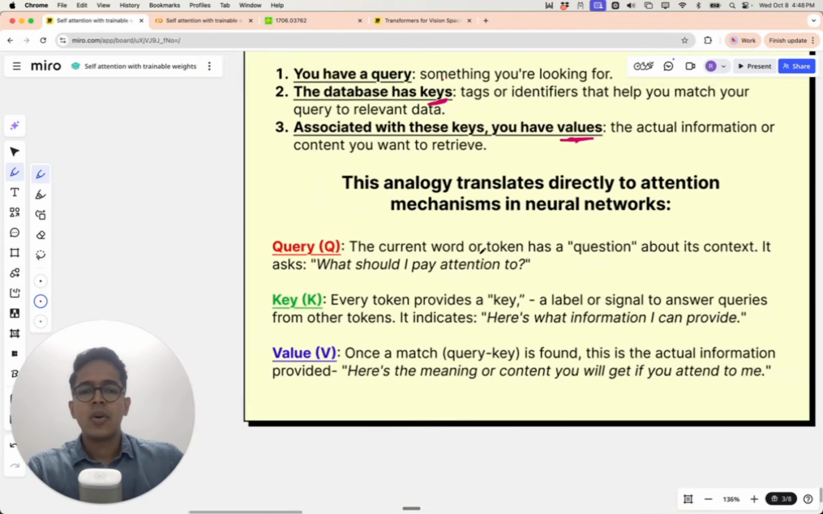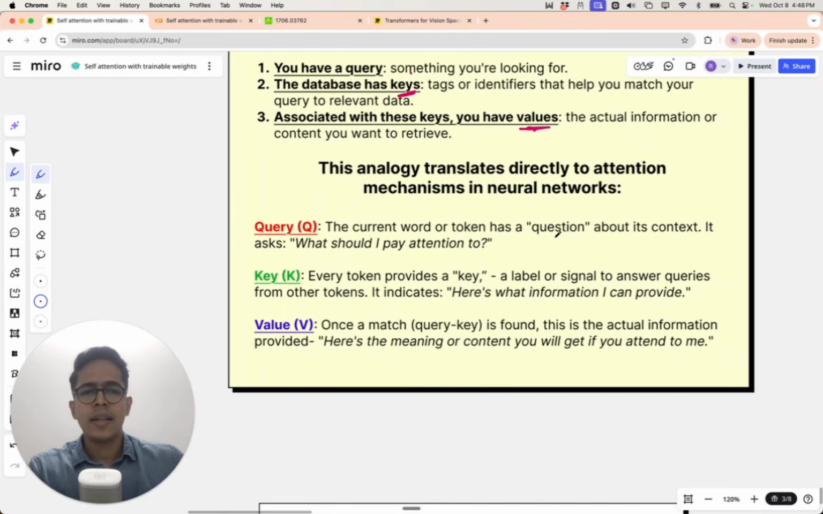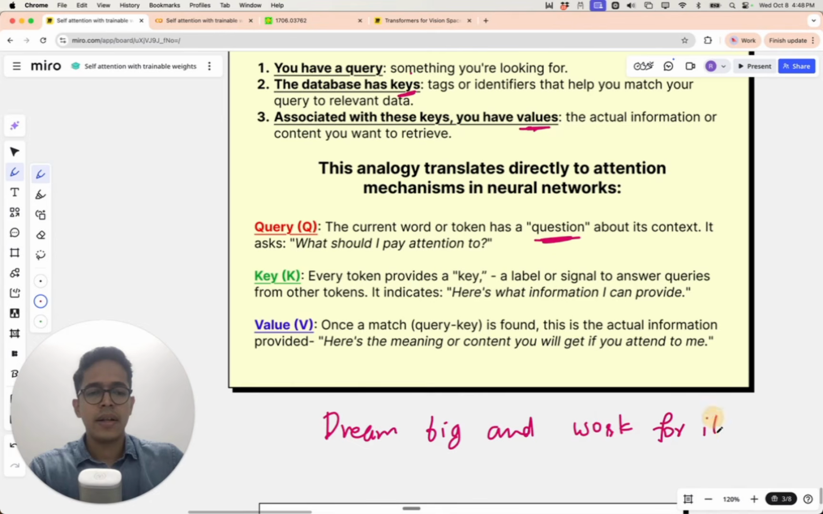Query is the current word or token that has a question about its context. So if my sentence is "dream big and work for it", and I'm trying to understand how much attention big should pay to each of the words in the sequence, I am having a question about the context of big, which means query is big. It is asking, what should I pay attention to? Should I pay attention to dream? Should I pay attention to work, etc.?